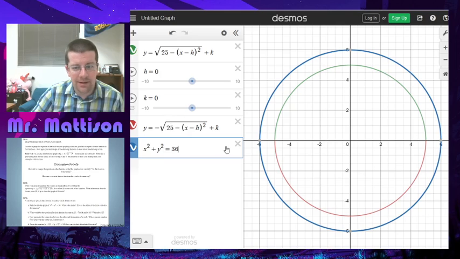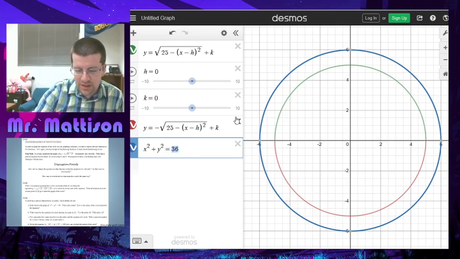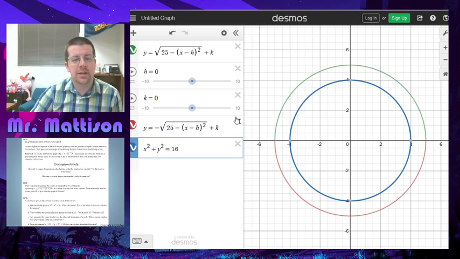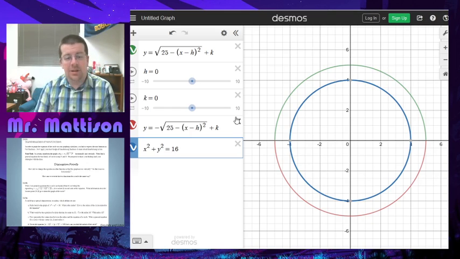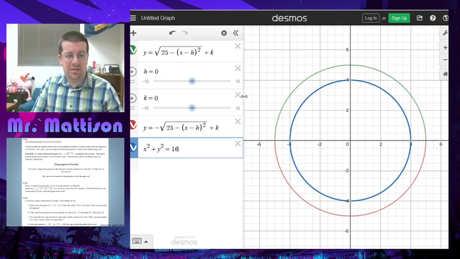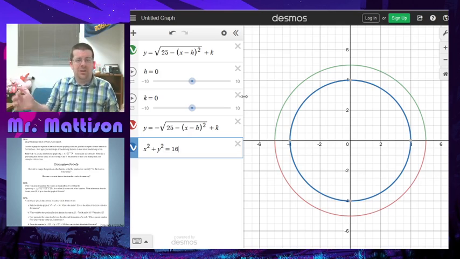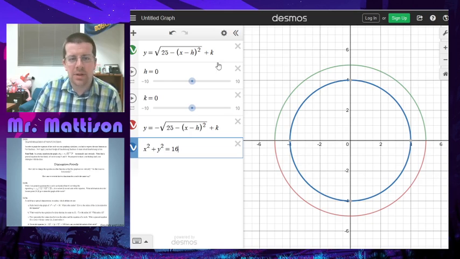So this 25 gave me a radius of 5. 36, it's 6. If I make it 16, it's 4, right? So that is determining the radius of my circle, which is probably the other most important part. Because if I know the center and the radius, I know everything about that circle which I could ever care about. So let's hop back over here.